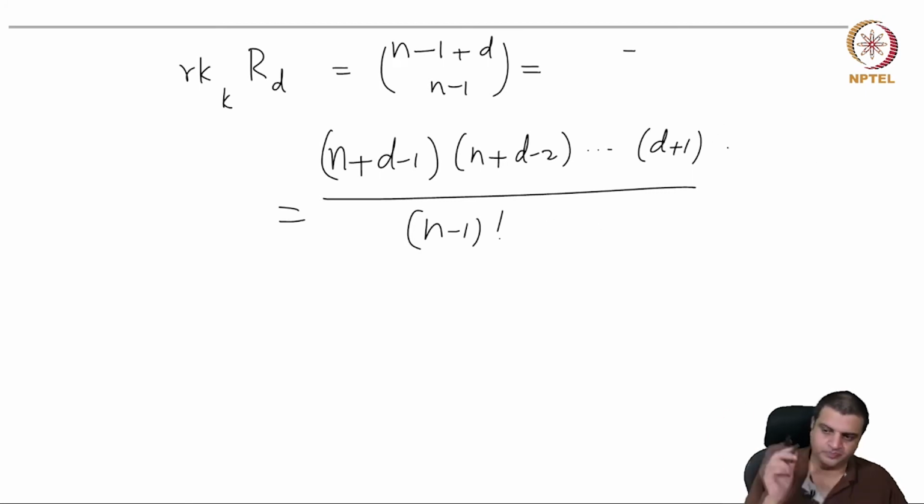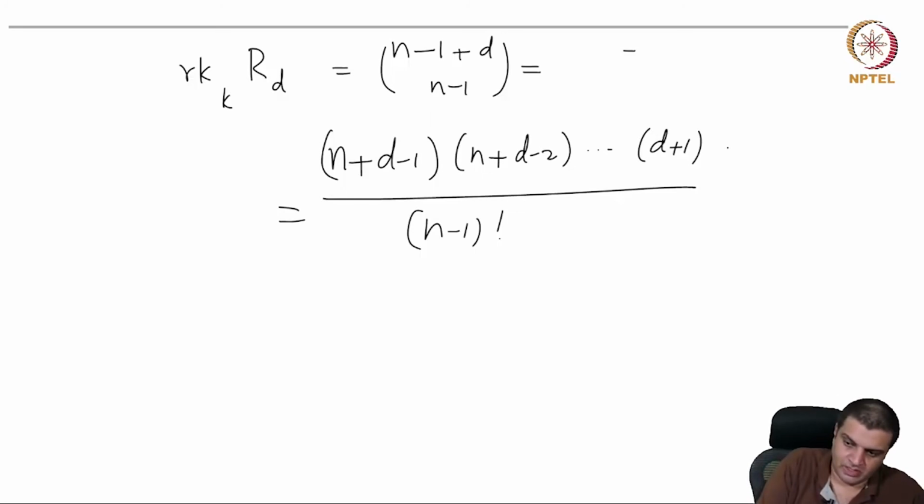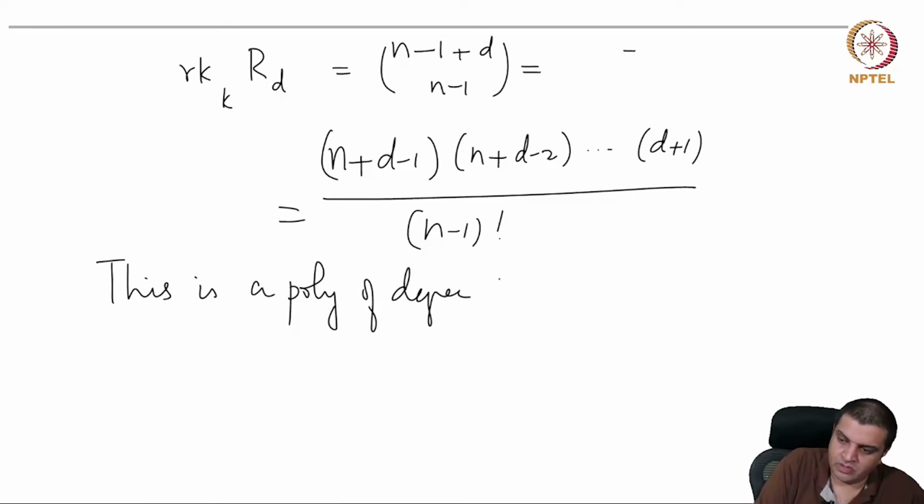Now, if you think of it as a function in d, this is a polynomial in d. There are n - 1 terms here, so it is a polynomial of degree n - 1 in d, and has n - 1 zeros.